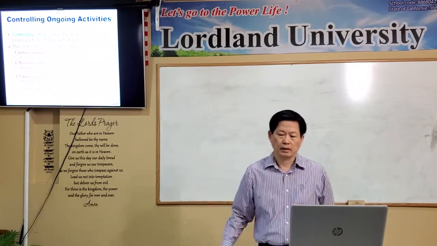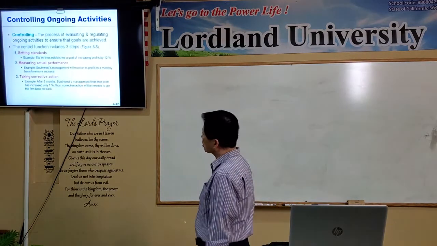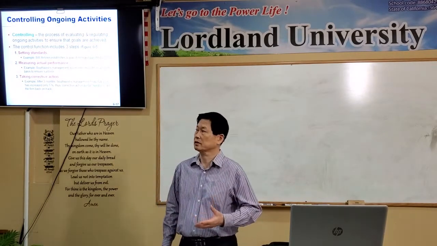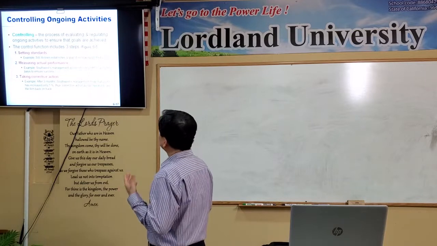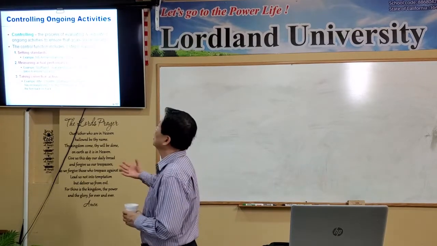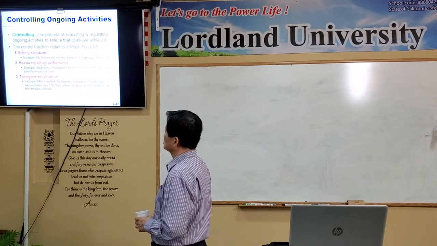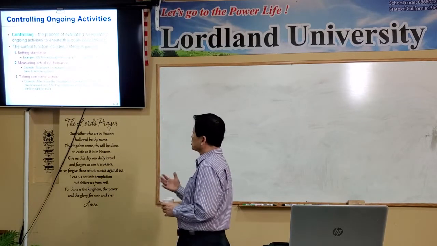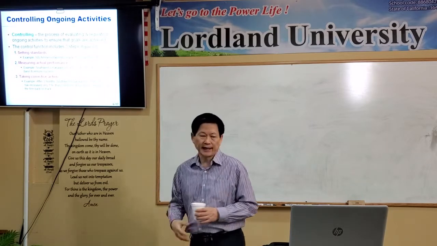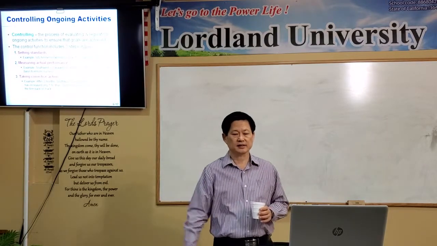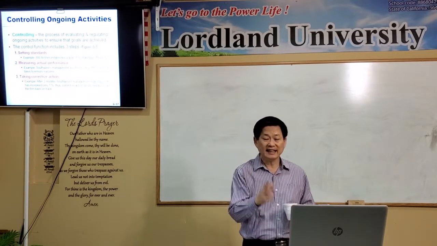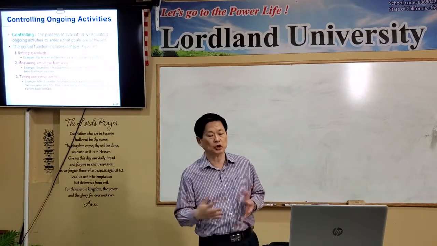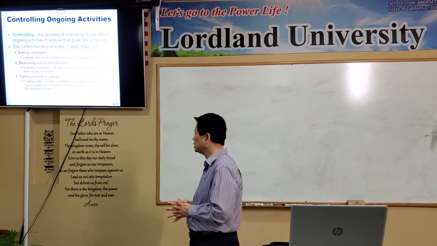Controlling. Ongoing activities, day-to-day business activities, the day-to-day students' activities. What is the meaning of controlling? Controlling is the process of evaluating the ongoing activities and the process of regulating the ongoing activities in order to ensure that the goals are achieved. What does it mean?